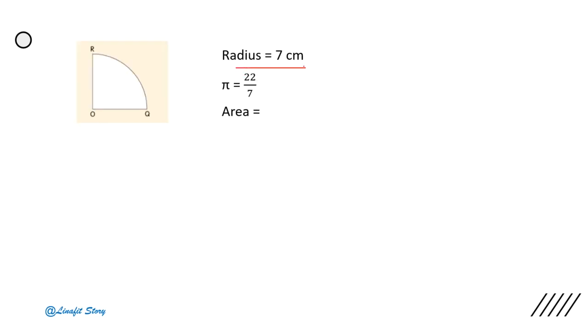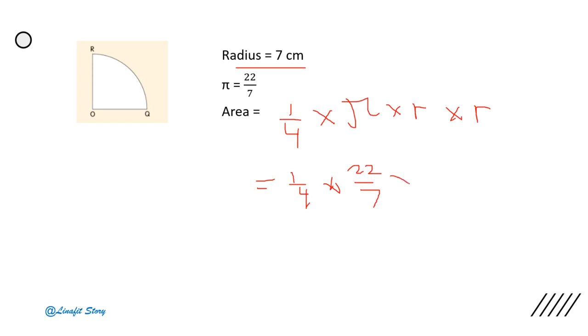The radius of a quarter circle is 7 cm. If pi equals 22 out of 7, find its area. So 1 out of 4 times pi times radius times radius equals 1 out of 4 times 22 out of 7 times 7 times 7 equals 38.5 square cm.